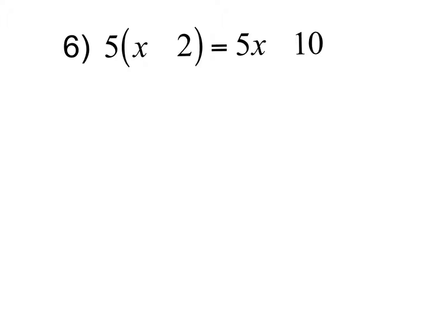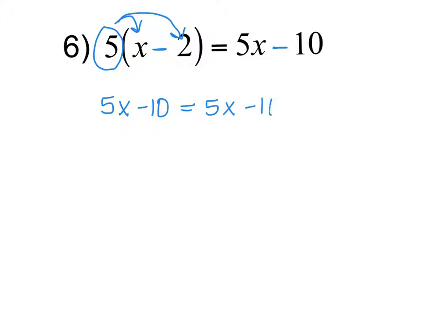All right. In number 6, let's throw some negative signs in here. We have a number in front of parentheses, so we're going to distribute. Multiplying that 5 inside, we get 5x minus 10 equals 5x minus 10.